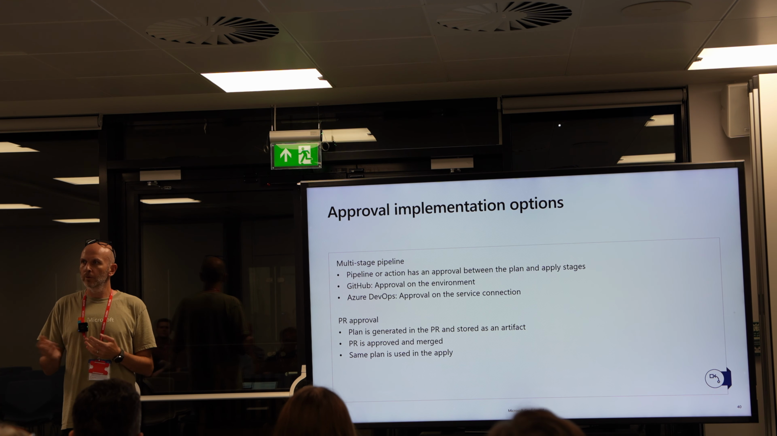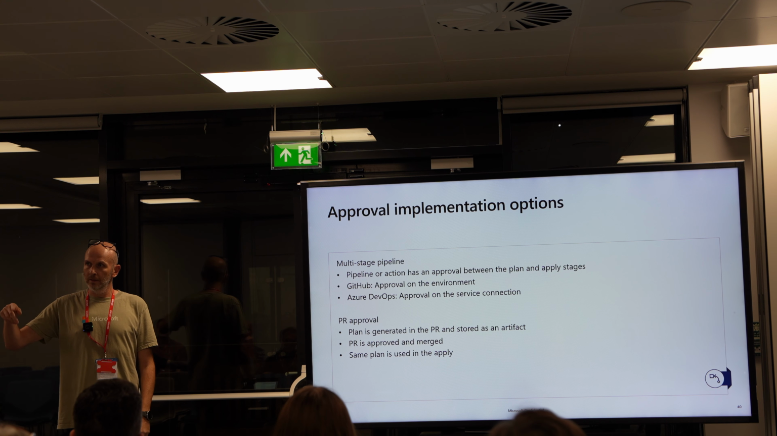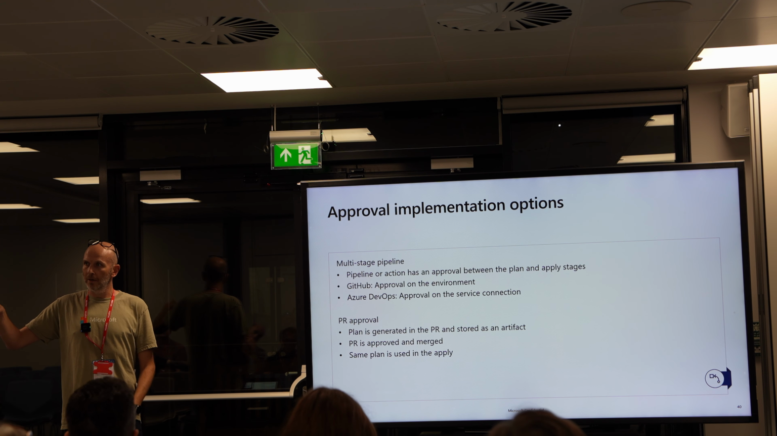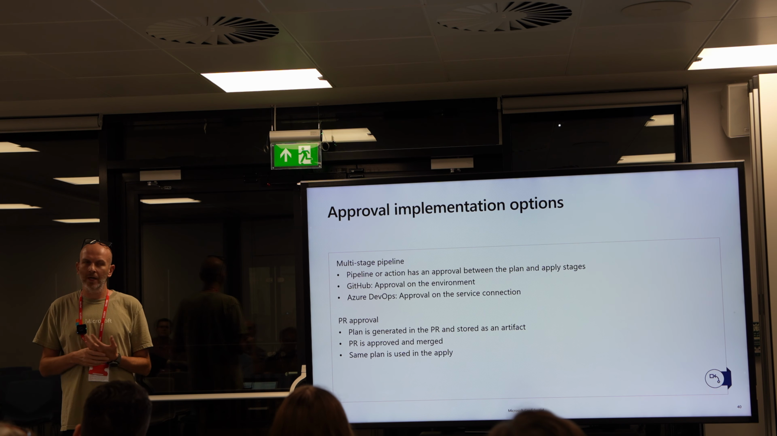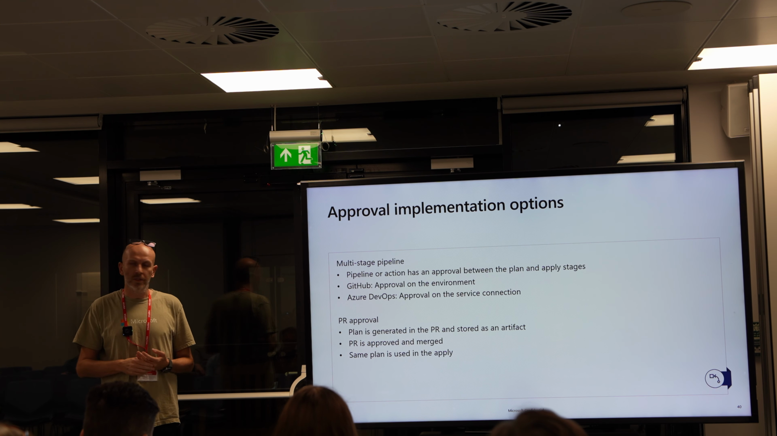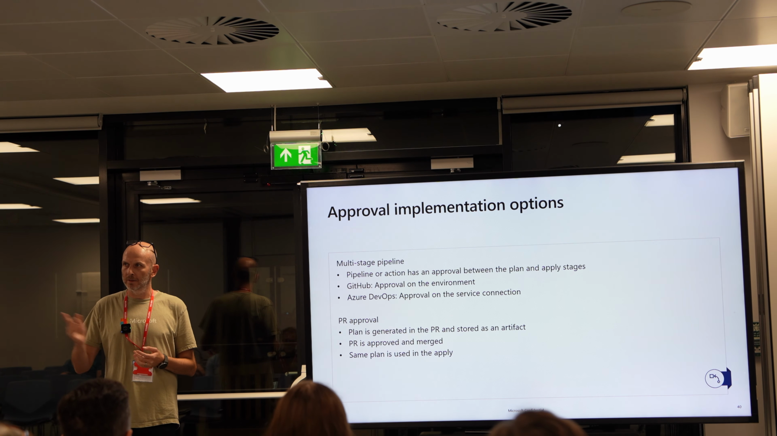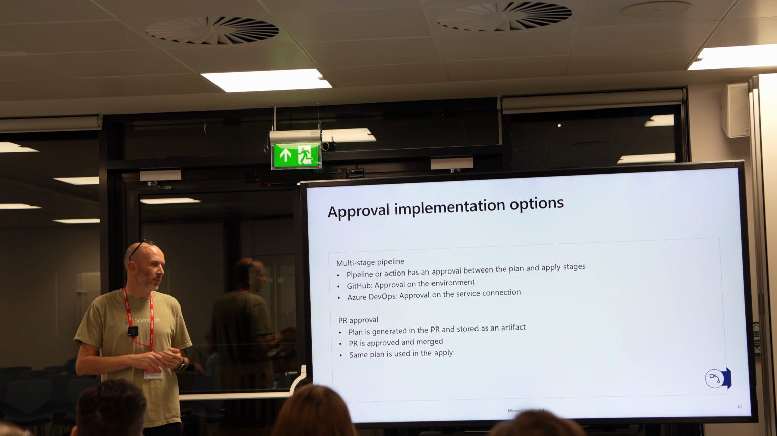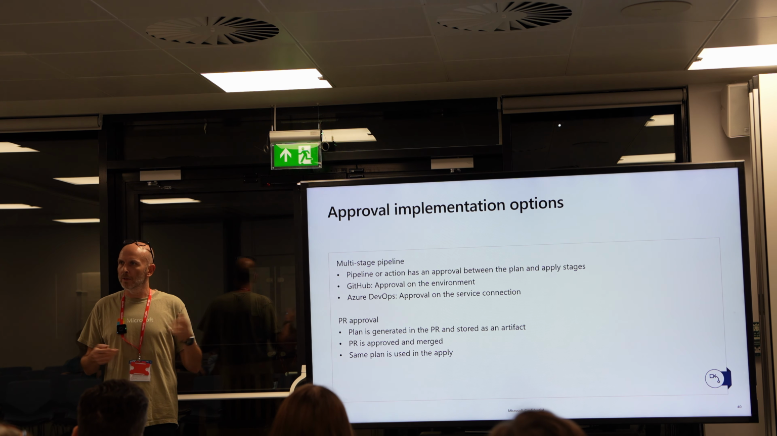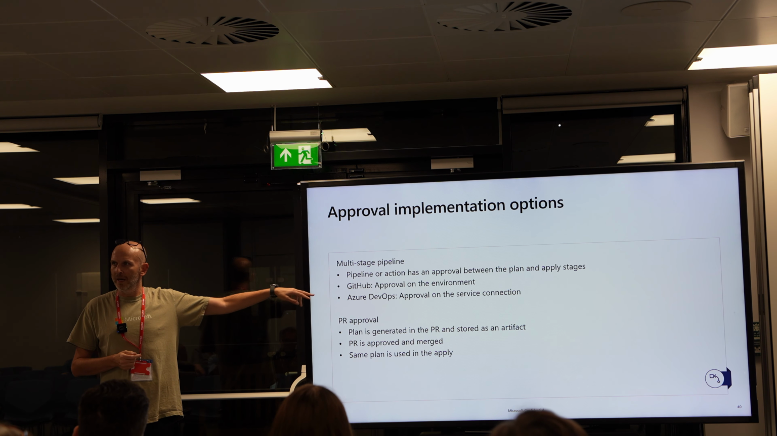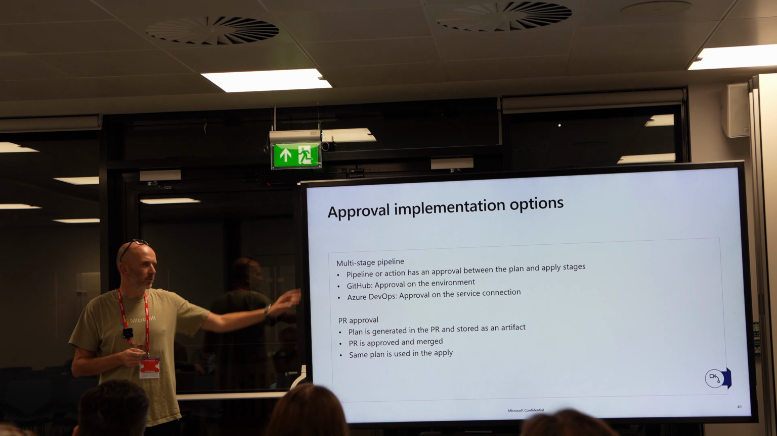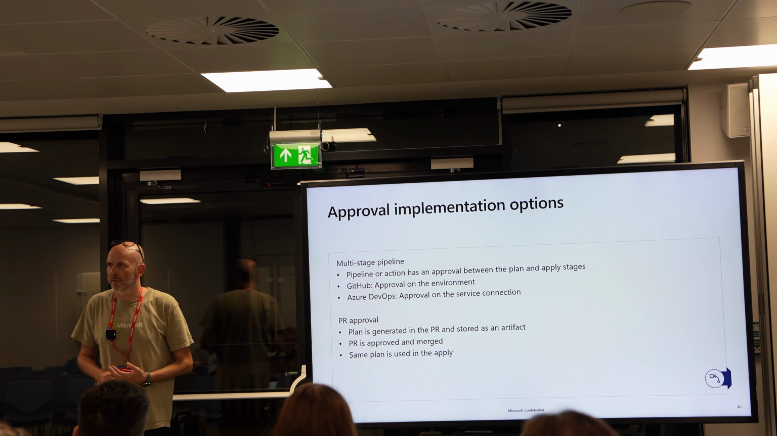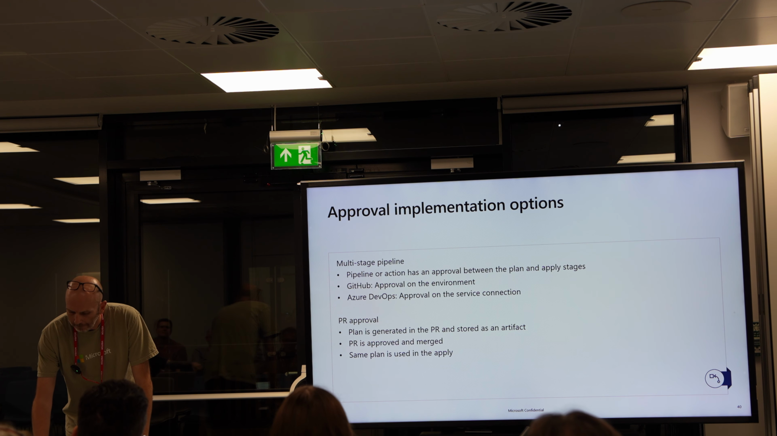So by approving the pull request, they then actually deploy after that using the same plan that they generated in the pull request. They save that as an artifact, and then use that plan to do the apply. It's obviously a bit more complicated to set up, but I have seen people doing this, and it does work for them. And that means they don't have to implement a separate approval process.